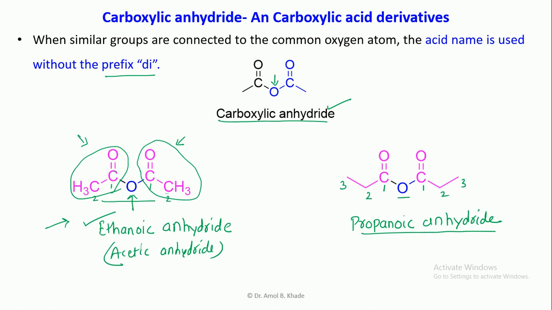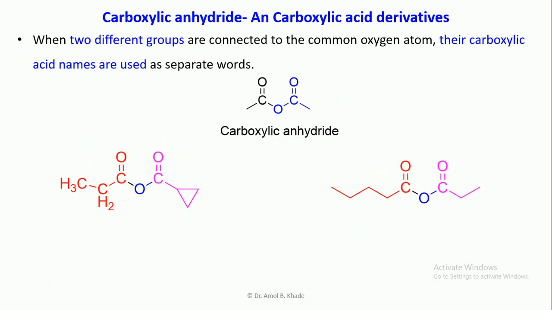So this rule you have to remember when you find two similar groups attached to the common oxygen atom. Then there is a possibility that two different groups can be attached to the common oxygen atom. So in such a case, how can you give the nomenclature? When you find two different groups connected to a common oxygen atom, carboxylic acid names are used as separate words.